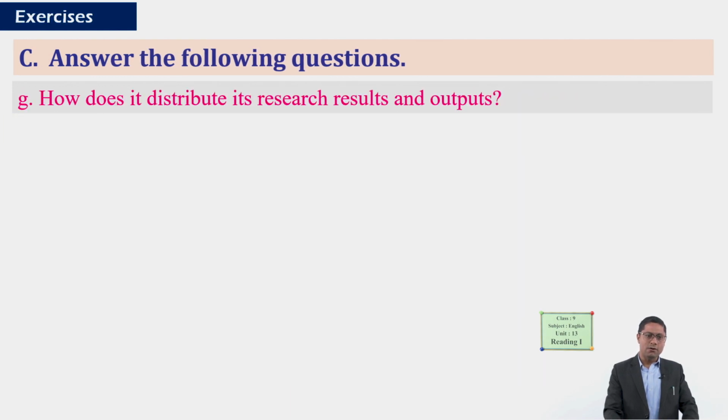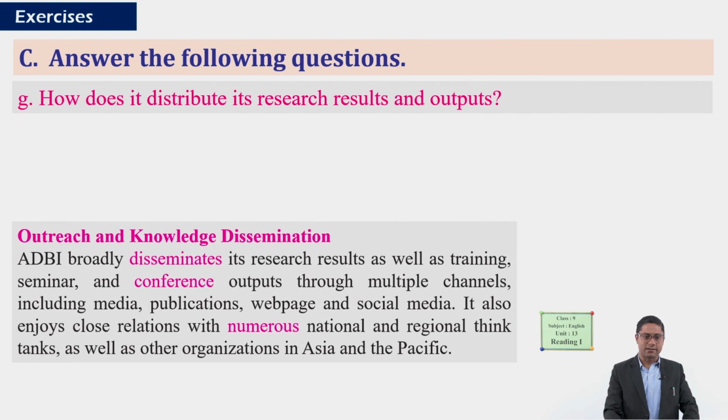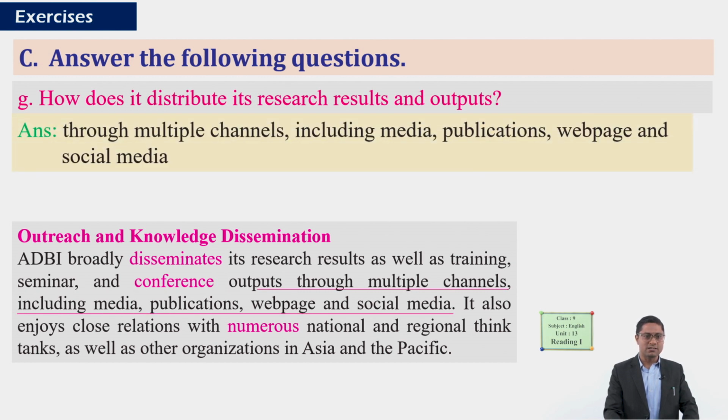Now, next, how does it distribute its research results and outputs? Do you know its answer? Can you see where does the answer lie? Okay, it lies in this paragraph under outreach and knowledge dissemination. Look at the highlighted part there. The answer lies there. Okay, so your answer is through multiple channels including media, publications, web page and social media.